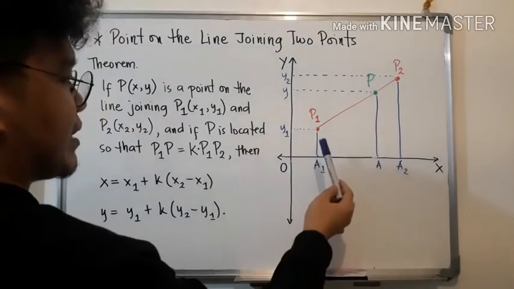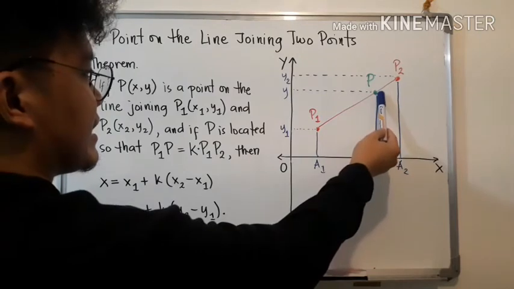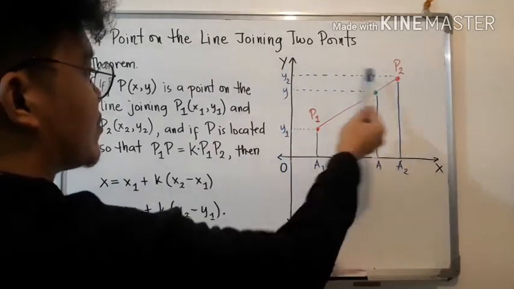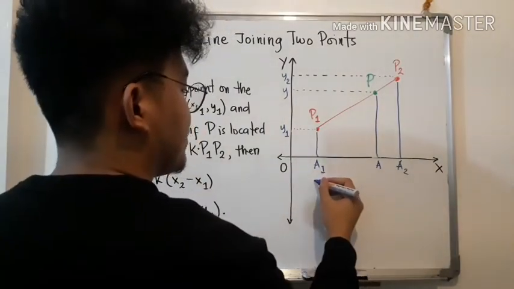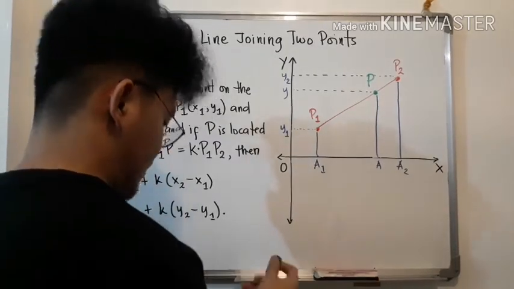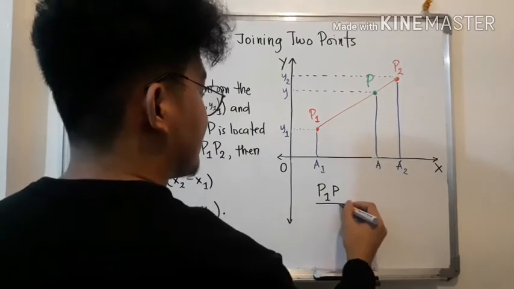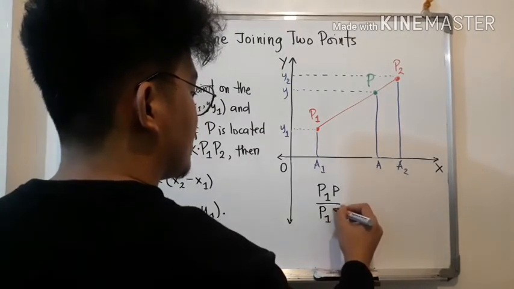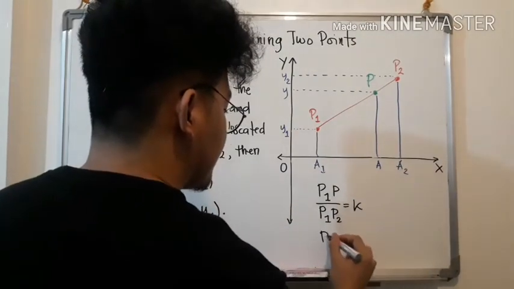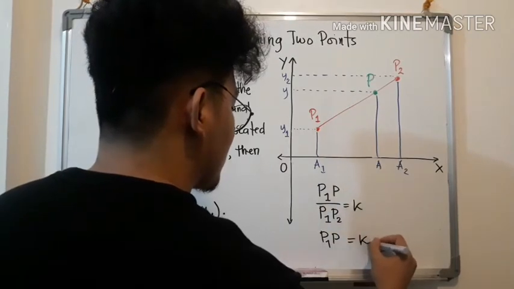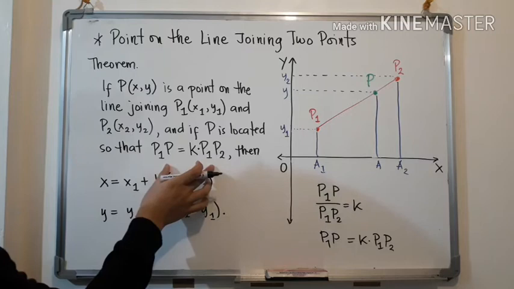Okay, so let's continue. P sub 1 is y sub 1 units away from the origin. P is y units away from the origin. And P sub 2 is y sub 2 units away from the origin. Now, applying similar triangles, the distance of the directed segment P1 to P with respect to the distance of P1 to P2 is equal to K, which is the fraction. Meaning, the distance of point 1 to P is a fraction of the distance from point 1 to point 2. And that is given in the theorem.